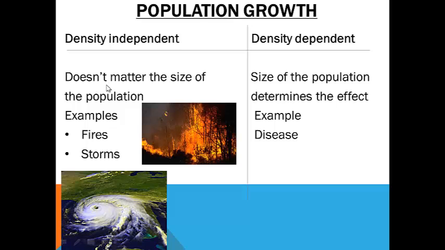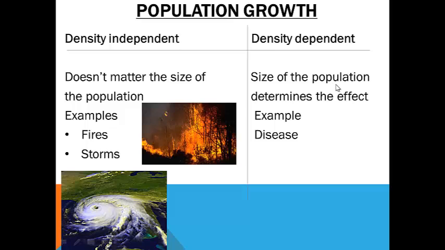So over here, let's do the density independent first. It says it doesn't matter the size of the population. Examples, fires and storms. If a fire or a storm breaks out in a population, it's going to pretty much have the same effect, regardless of how big or small the population is.